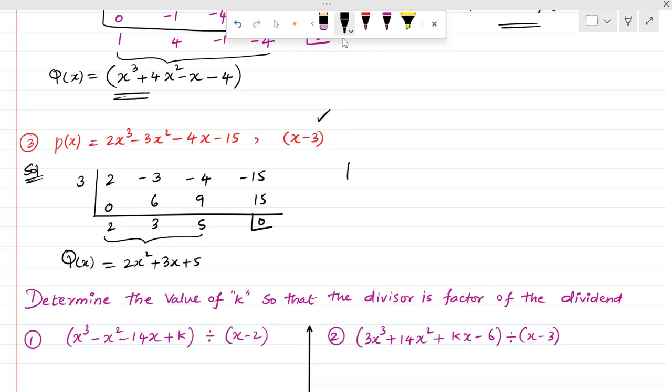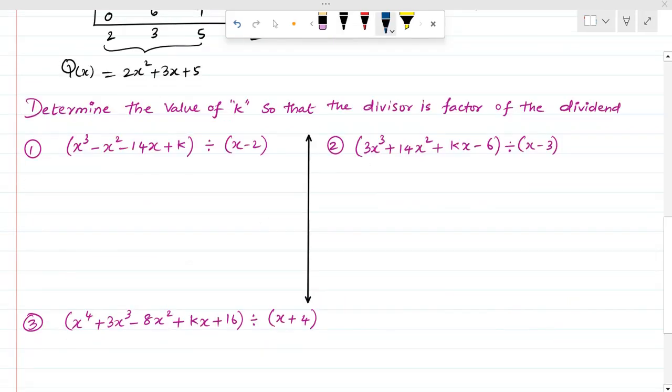If the question is asking to write it as the product of the binomial, you can write it as q into d. So it is 2x squared plus 3x plus 5 into x minus 3. The next one here: determine the value of k so that the divisor is a factor of the dividend.